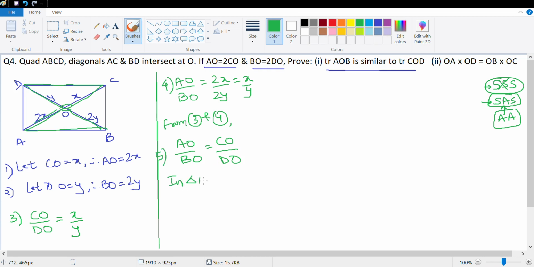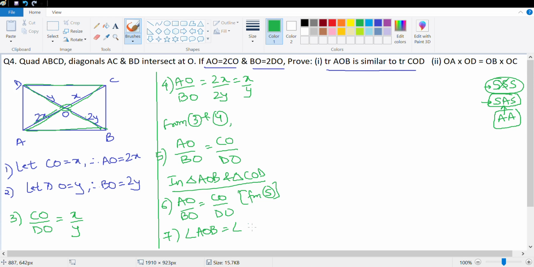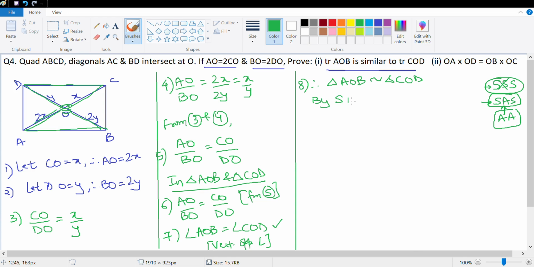Now let's look at these two triangles. In triangle AOB and triangle COD, number 6, AO upon BO is equal to CO upon DO. This is from 5. And number 7 would be angle AOB is equal to angle COD. These are vertically opposite angles. What this means is these two triangles are similar by side angle side. The angle is equal and the sides between which the angle is included are in the same proportion. So let's just write that down. Number 8, therefore triangle AOB is similar to triangle COD by SAS test. Done, which means our first part is done.